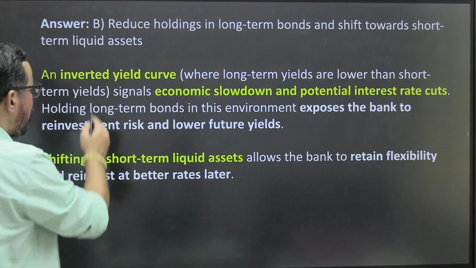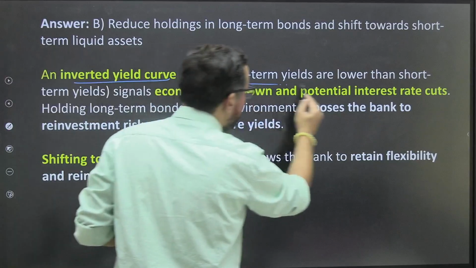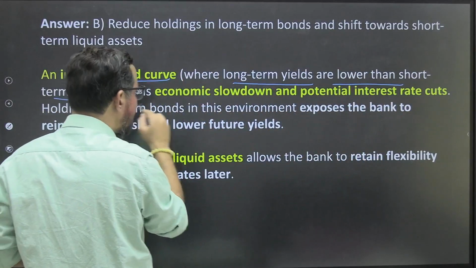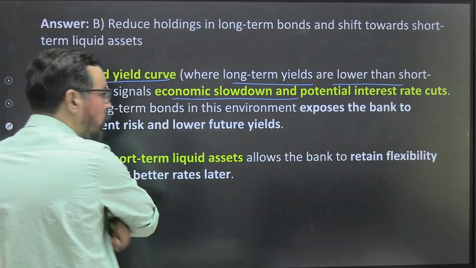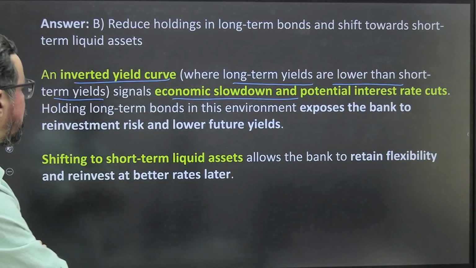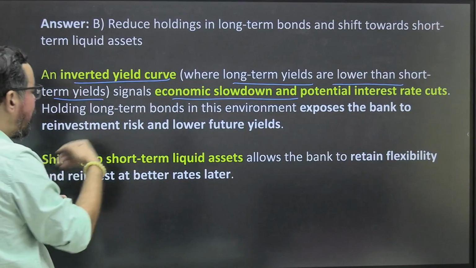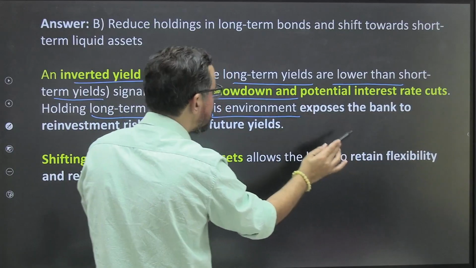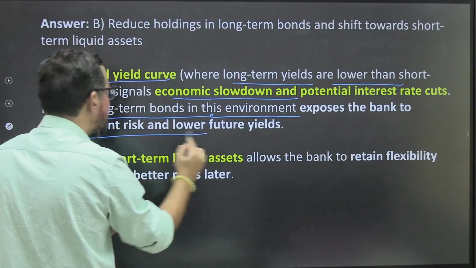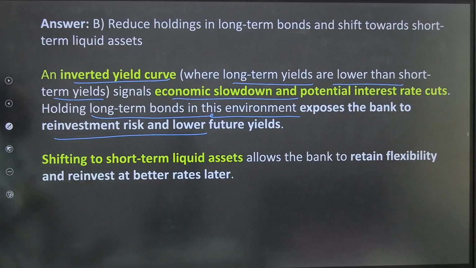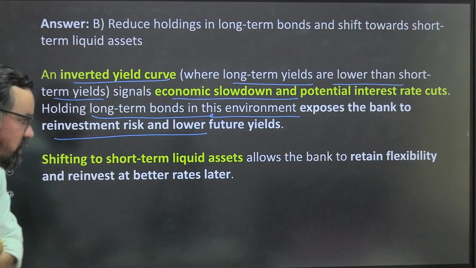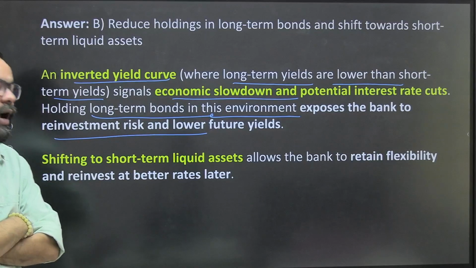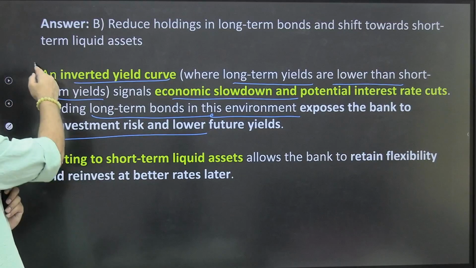An inverted yield curve is where long-term yields are lower than short-term yields. It signals an economic slowdown and potential interest rate cuts, right? Holding long-term bonds in this environment exposes the bank to reinvestment risk and lower future yields. Shifting to short-term liquid assets allows the bank to retain flexibility and reinvest at a better rate. Nice, that was a very good question.